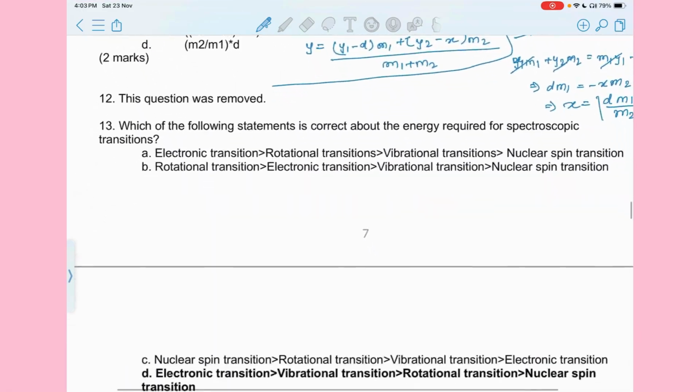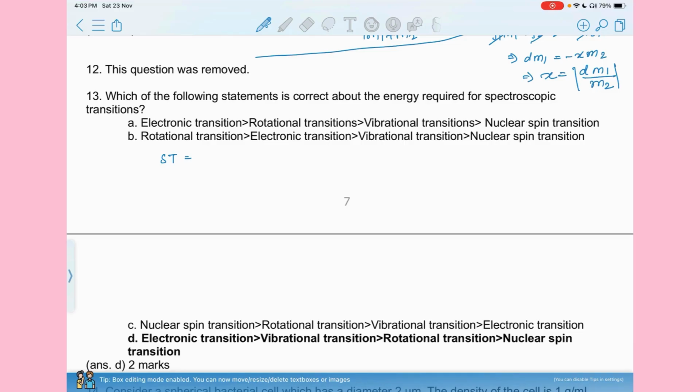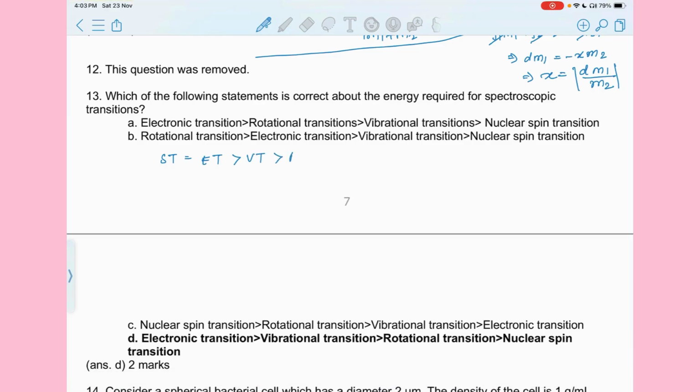Move on to the next question. Which of the following statements is correct about the energy required for spectroscopic transition? Again, this is a factual question. We know for a spectroscopic transition, electron transition is greater than the vibration transition, which is greater than the rotation transition, which is greater than the nuclear spin transition. Which option matches this? Option number D.